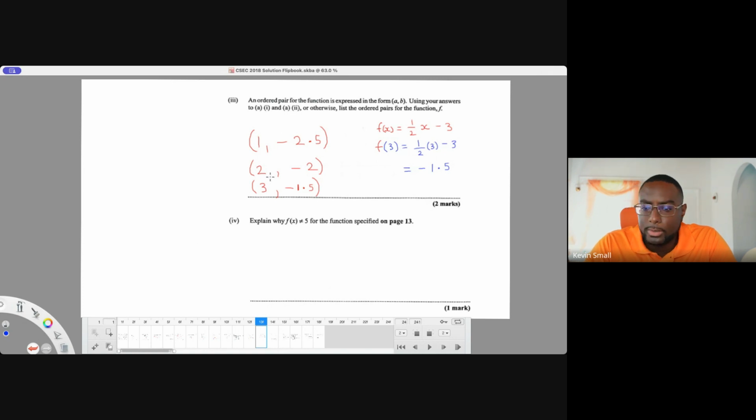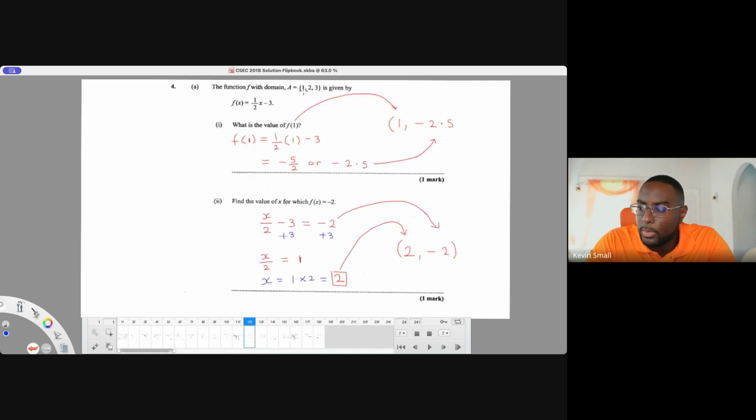All right. So remember the question did say the domain means the input values are 1, 2, and 3. You have to read that part carefully. Don't just run through the question. It says this function is only for numbers 1, 2, and 3, like input values 1, 2, and 3.